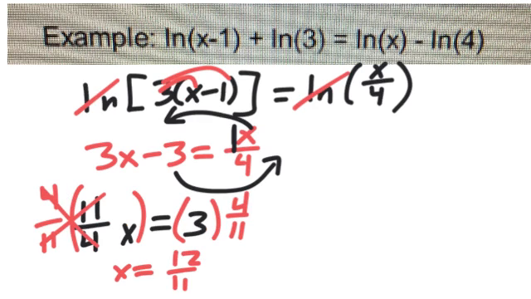So that's a little bit more than 1. So as I'm plugging in, that works here. It works here. So that is my one valid solution, 12 over 11.